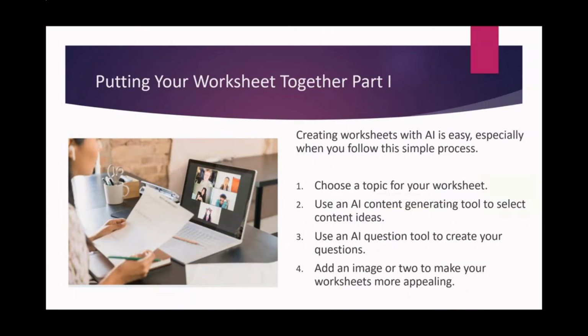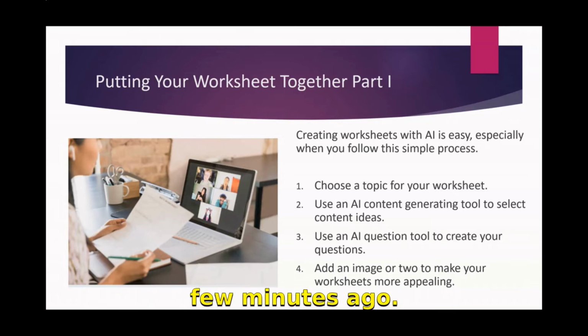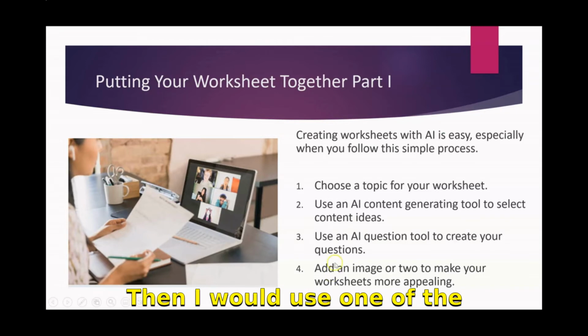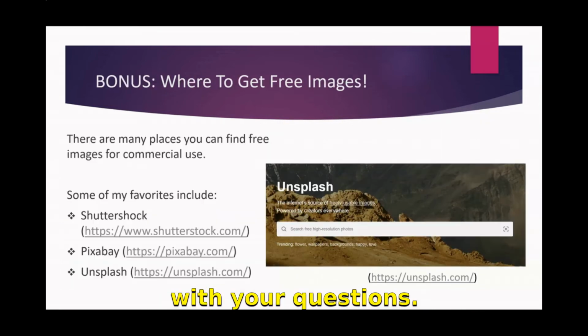So let's go through the steps that I would take to put together a simple low content worksheet. The first thing to do, obviously, is to choose a topic. So I was talking about Egypt a few minutes ago, so maybe my topic is Egypt. Then I would use one of the tools that we just discussed to select various content ideas or to create my questions for me. Then I'd want to find some images, especially if you're creating worksheets for elementary or middle school students. It's always nice to have some images. Adults appreciate them too. So you'd add a few of those in with your questions.